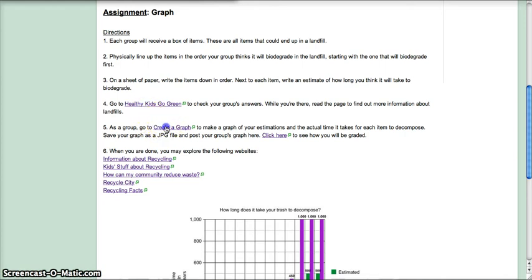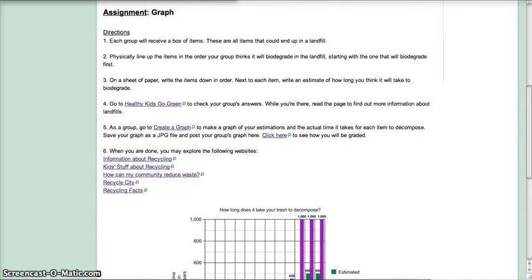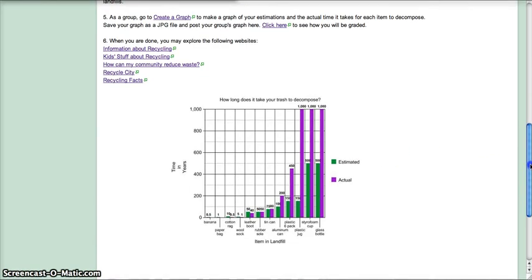And their assignment is to create a graph. This is an online program. They have to decide which kind of graph they need. They have to figure out the x-axis, the y-axis. They have to input their data. So they're going to end up with a final product, and they're going to post it right down here. Here's an example of one.